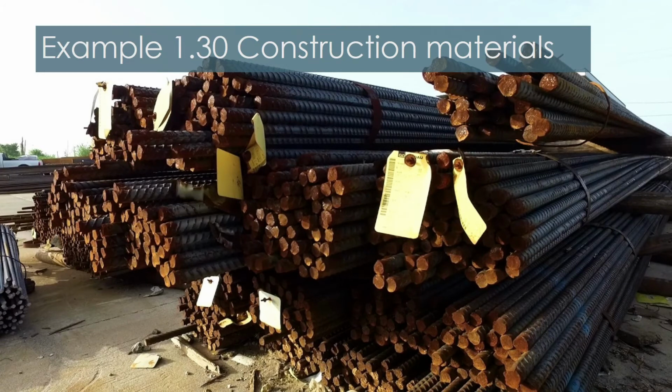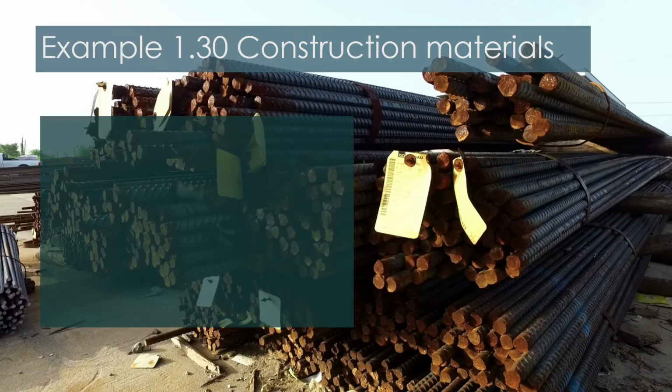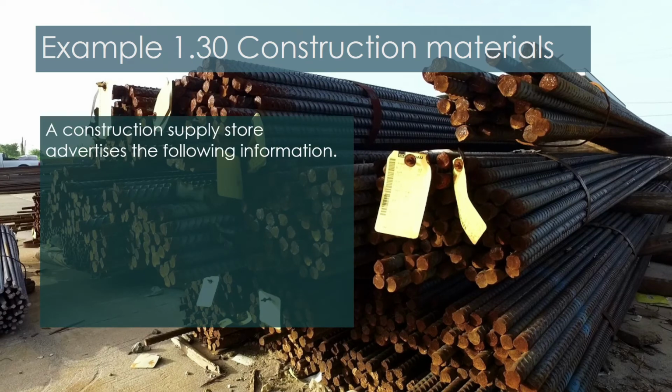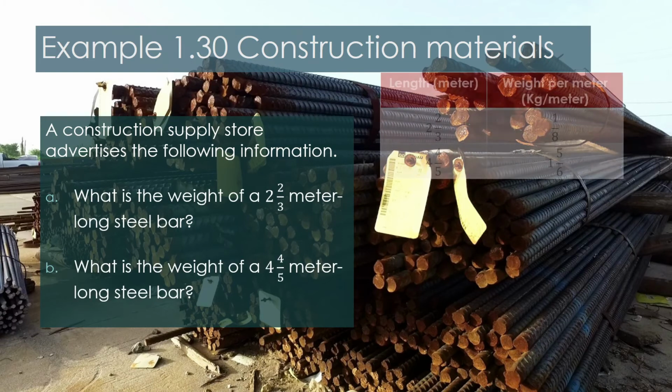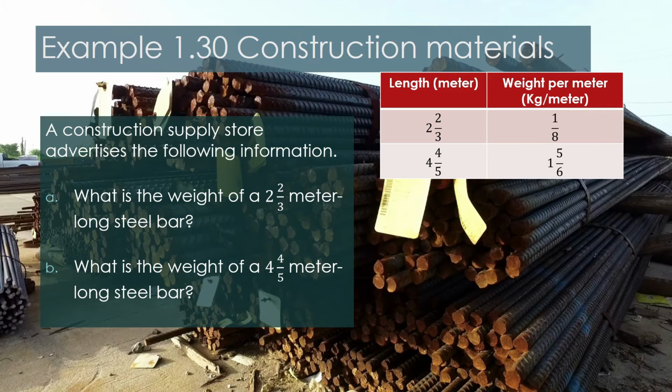Example 1.30. Construction materials. A construction supply store advertises the following information. So this is the information. A steel bar that is 2 2/3 meters long has a weight of 1/8 of a kilogram per meter. If a steel bar has a length of 4 4/5, its weight is 1 5/6 kilograms per meter. Okay, so these are the questions.